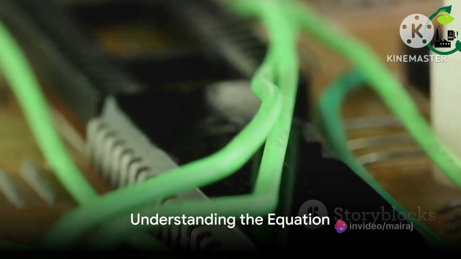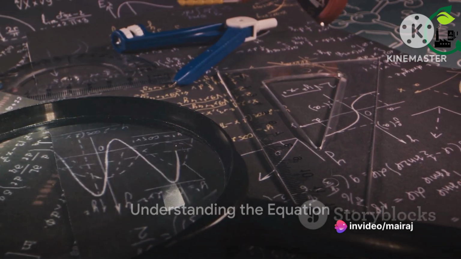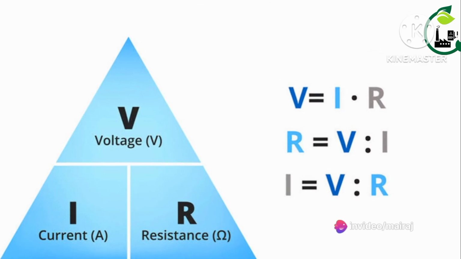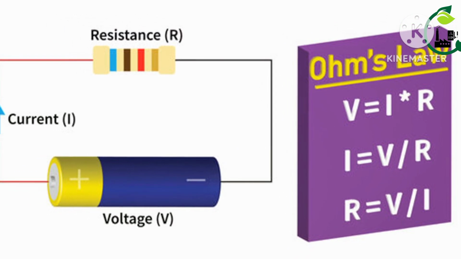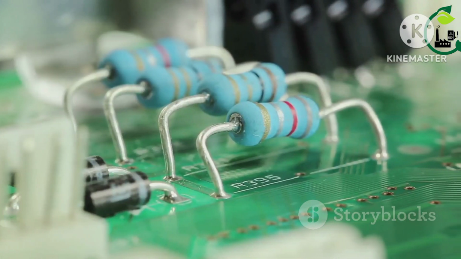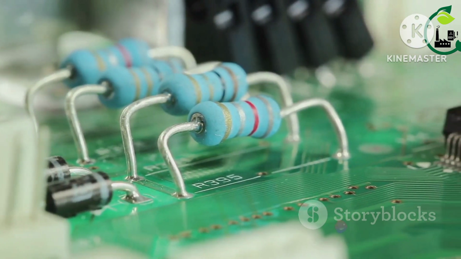Now let's break it down a bit more. Ohm's law is usually written as V equals IR. V stands for voltage, measured in volts. I represents current measured in amperes, often shortened to amps. And R signifies resistance, measured in ohms.